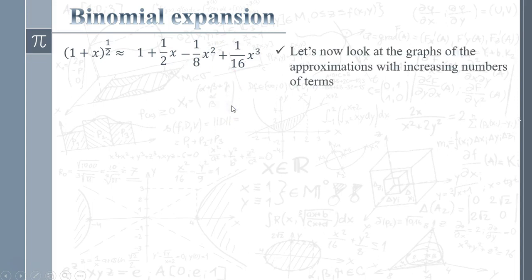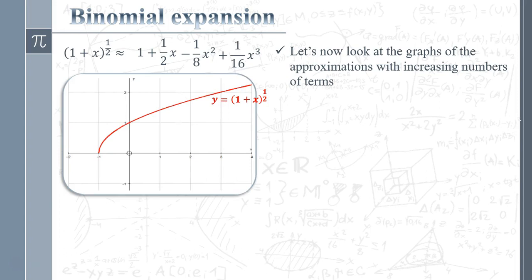Let's now have a look at what that looks like graphically and get a sense of what's happening in terms of values for which this expansion is valid. So, that's my graph of the square root of 1 plus x, or 1 plus x to the power half. That's what it looks like.